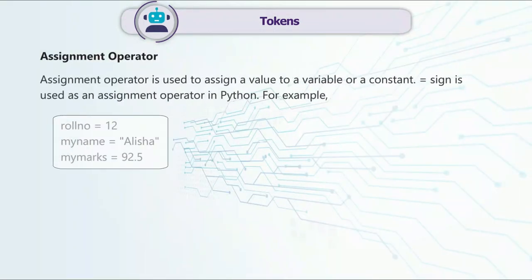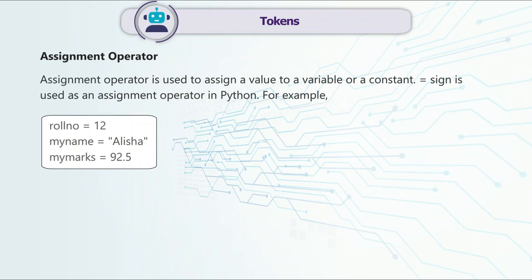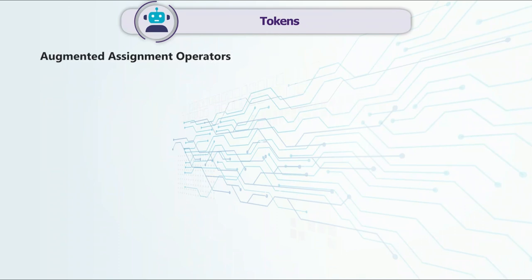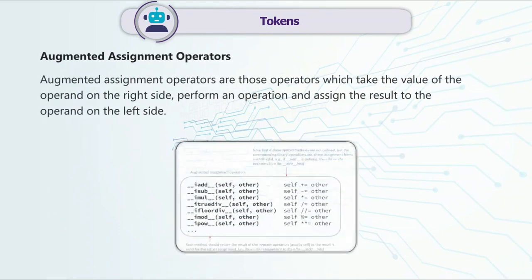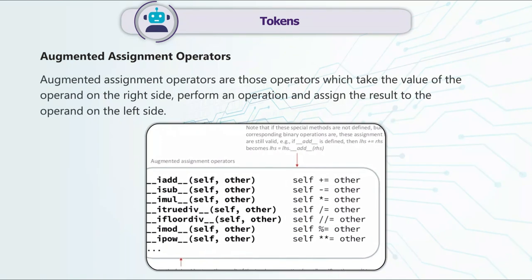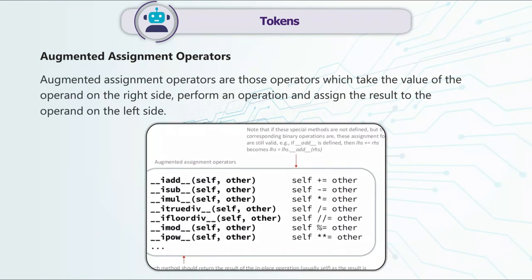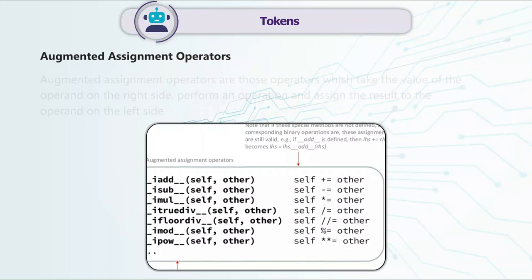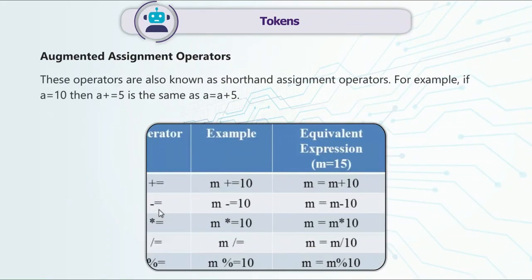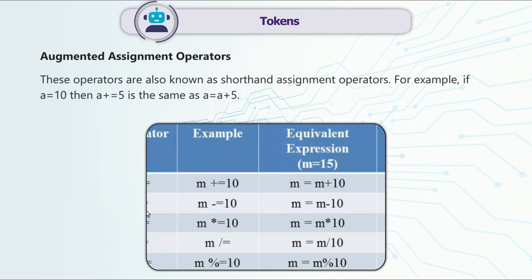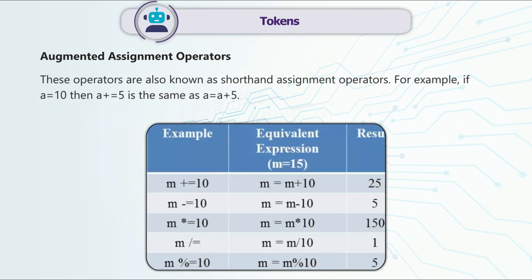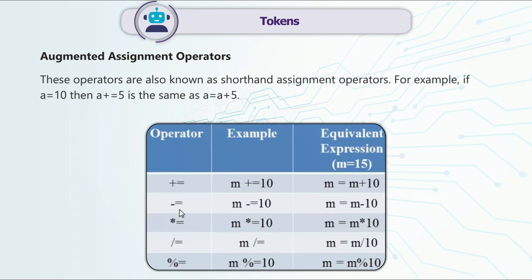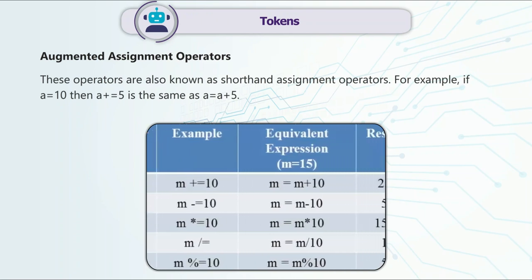Assignment operator. Assignment operator is used to assign a value to a variable or a constant. The equal to sign is used as an assignment operator in Python. Augmented assignment operators are those operators which take the value of the operand on the right side, perform an operation, and assign the result to the operand on the left side. These operators are also known as shorthand assignment operators. For example, if a = 10, then a += 5 is the same as a = a + 5.